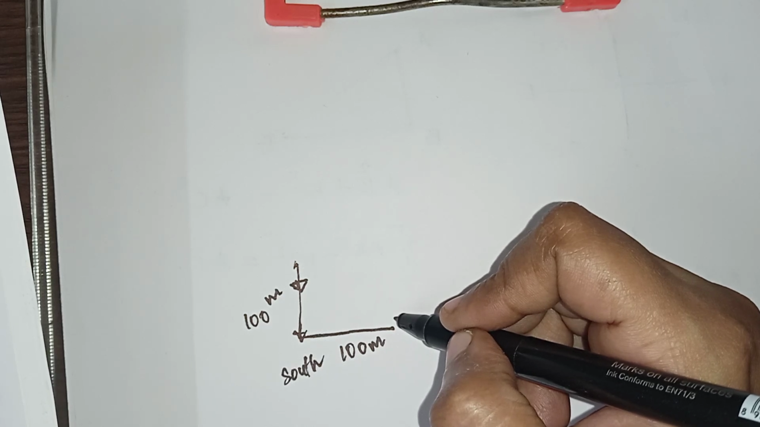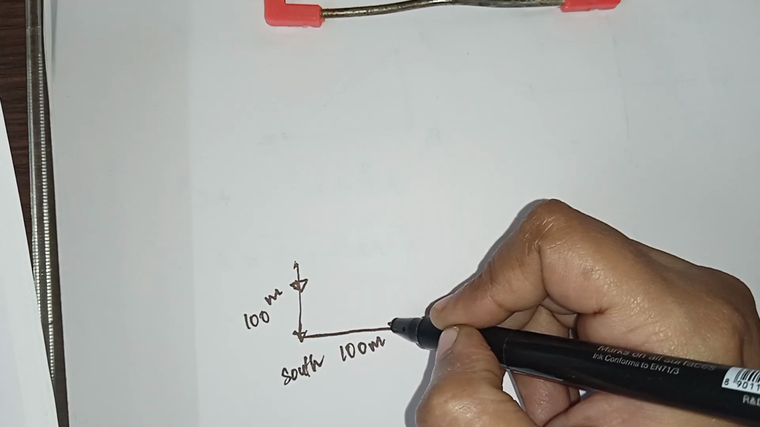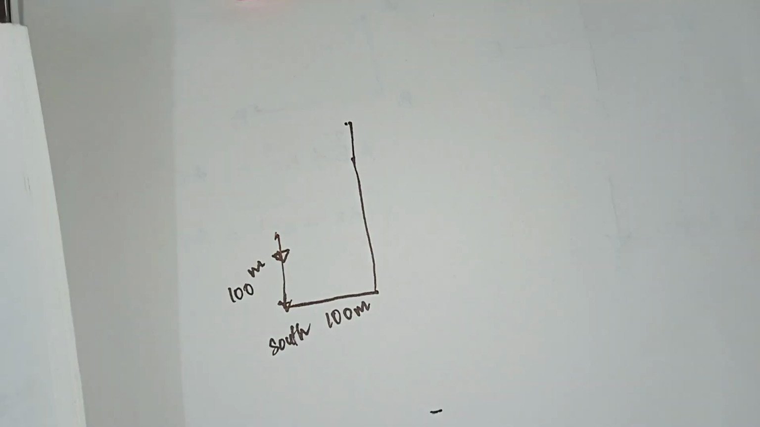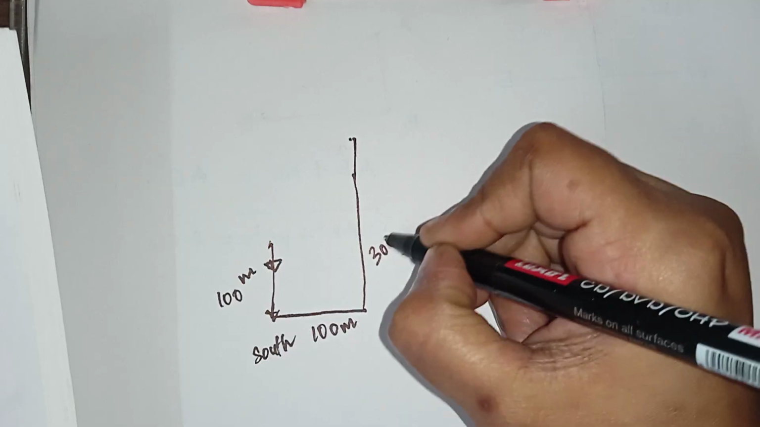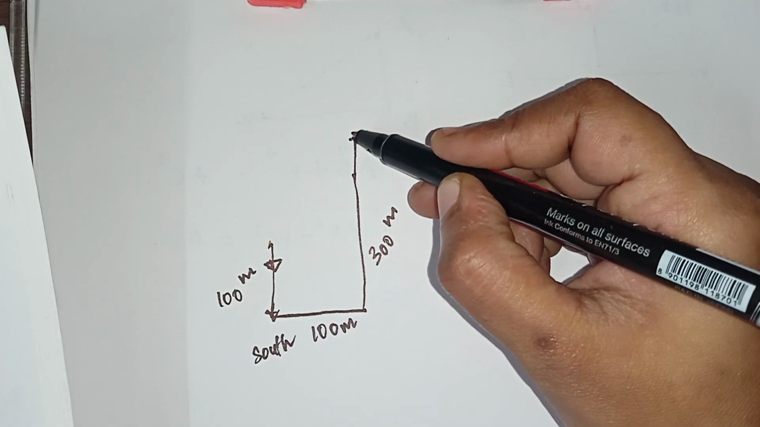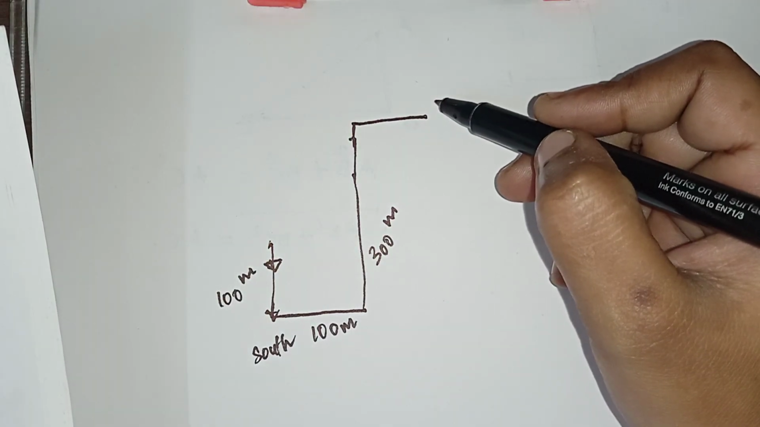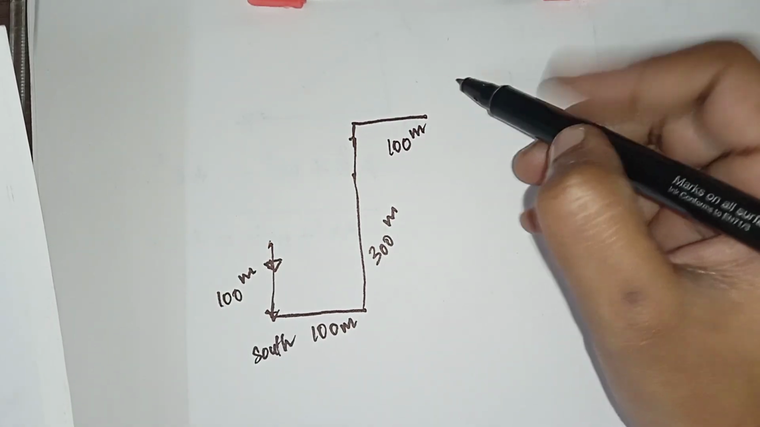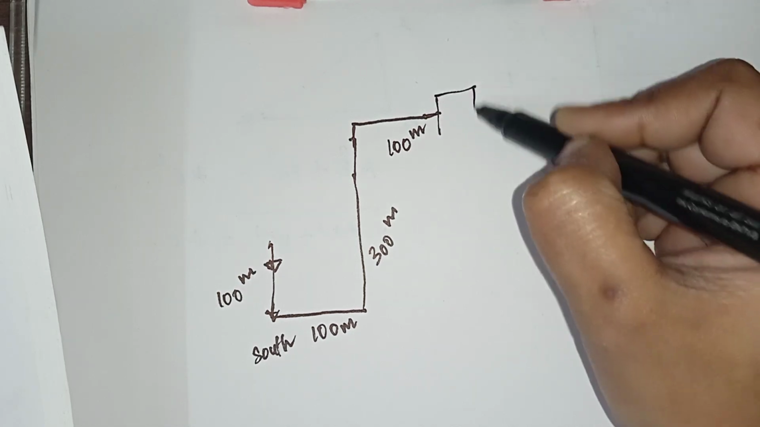From his house, turns left and walks 100 meter. Again turns left and walks 300 meters. He is walking 300 meters. Then turns right. After walking 300 meters, he is turning right and walks 100 meters to reach his office. So this is his office.